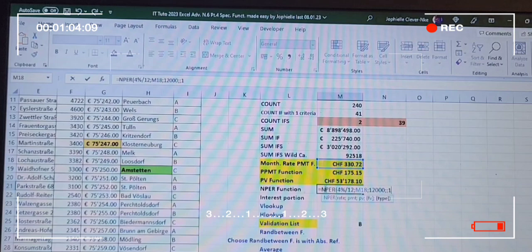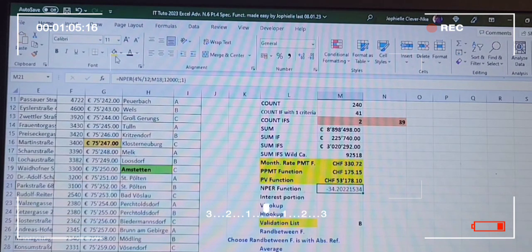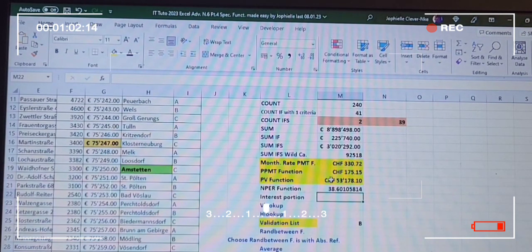And here you don't need a minus in front because it's the number of payments. You don't need a minus in front, but the value is coming with a minus in front still. Why? Because in the payment value, which is this one, our M18, in the function, as you can see here, the M18 needs a minus in front because this is a payment value. So we have to put a minus here in front and enter. And now we don't have the minus in front anymore.